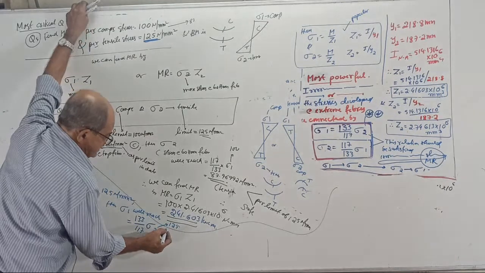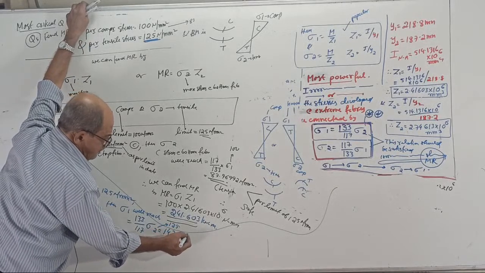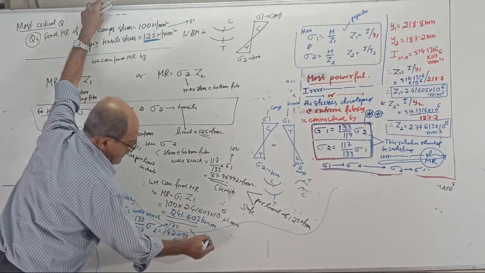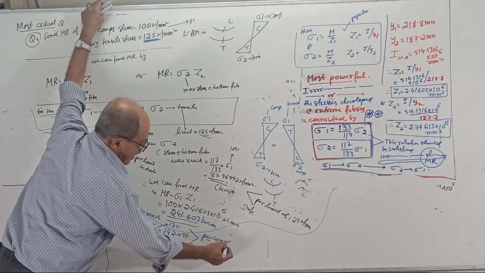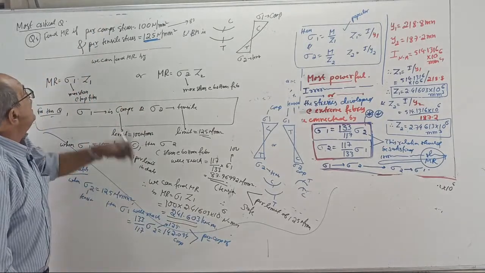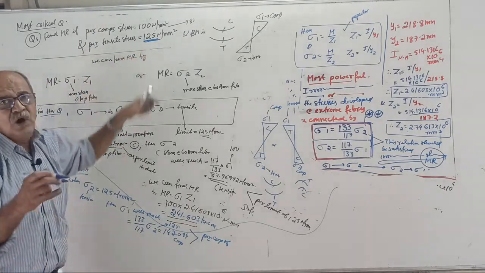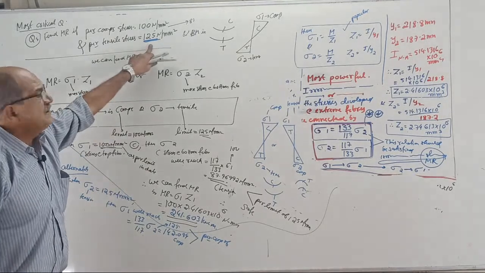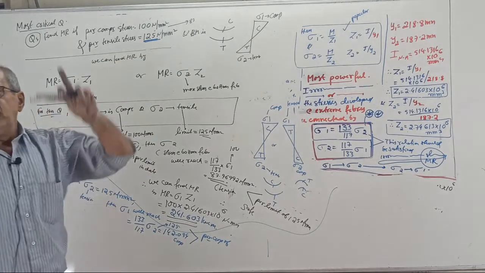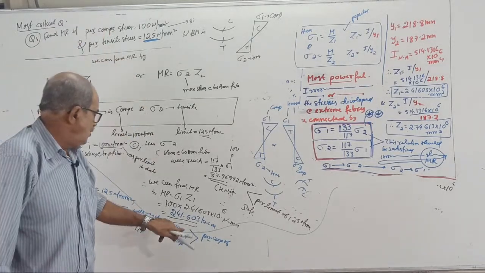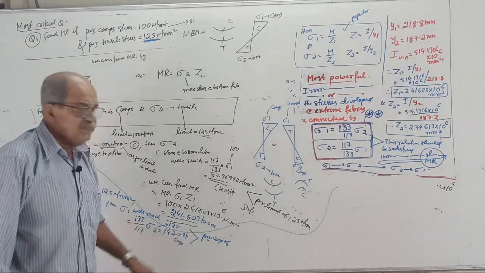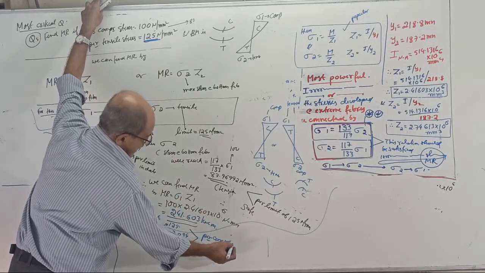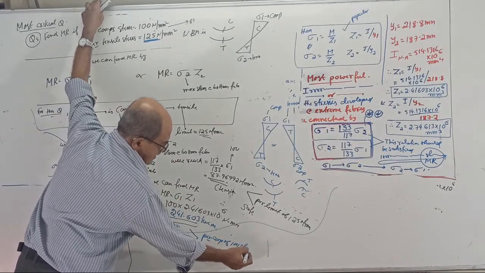It will reach 142.094 in compression, which is more than the permissible compression of how much? Tell me. If you allow the tension to reach 125, then the compressive stress will reach 142.094, which is more than the permissible compression limit of 100 Newton per mm square.